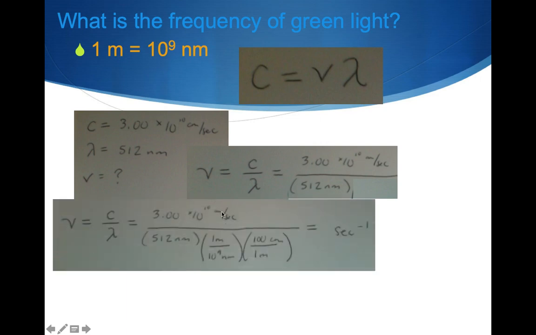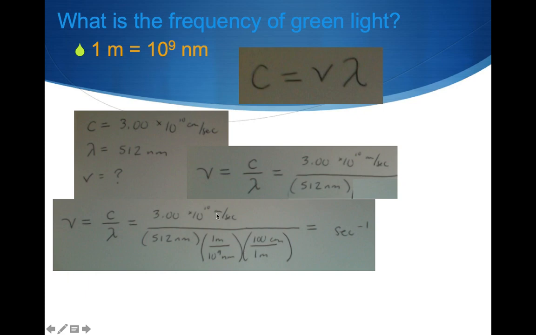Speed of light doesn't change because that's our constant. That's our centimeters. So 512 nanometers divided by 10 to the ninth nanometers times, and then over 1 meter. Nanometers cancels. Meters to centimeters: there's 100 centimeters in 1 meter. Meters cancels. I'm left with centimeters.